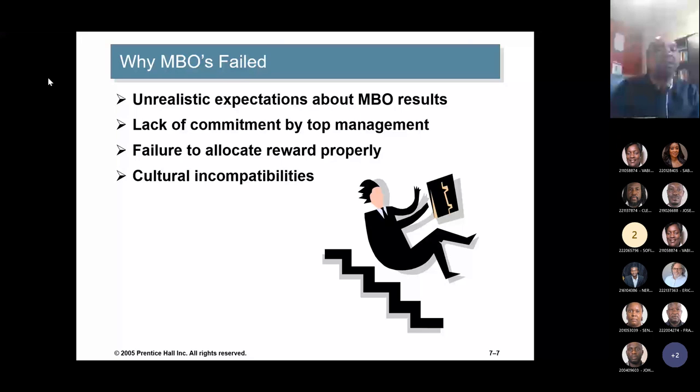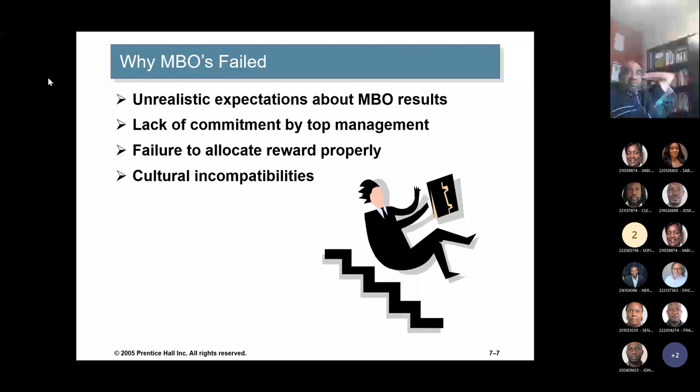The MBO process may not be compatible with certain cultures. For instance, American culture, which is more individualistic, may not prefer participating in decision making. So these are just some of the areas why MBO fails in certain places. All right.